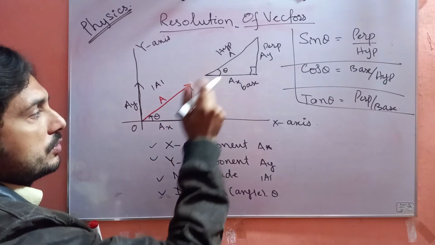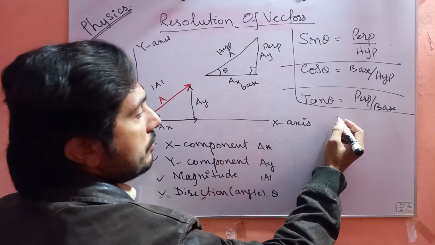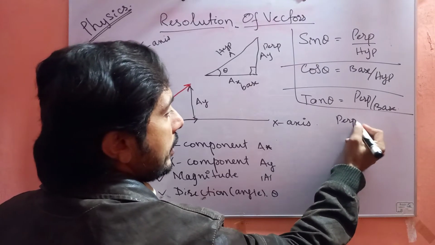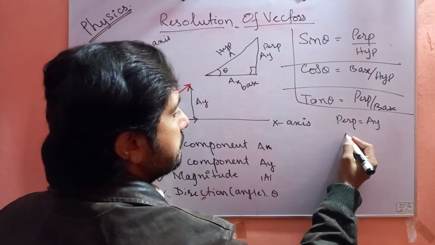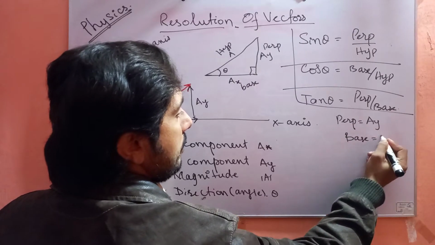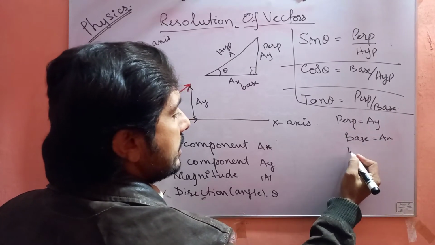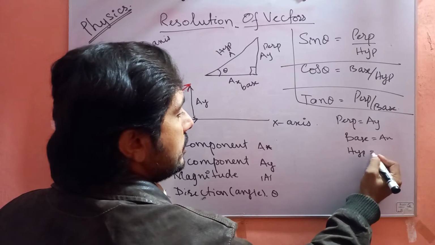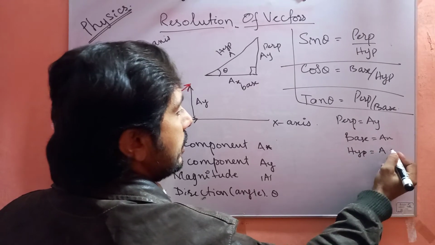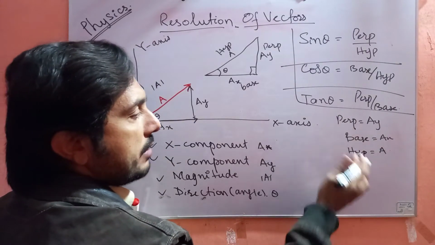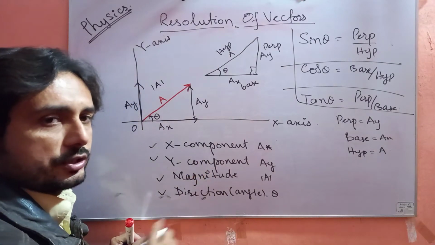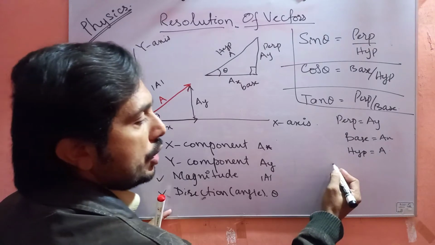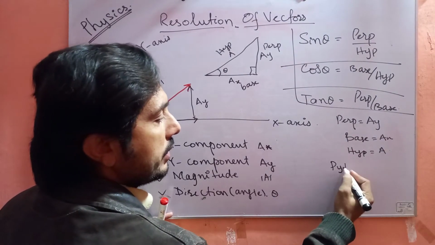Okay, so from this picture we got the values: perpendicular is ay, base is ax, and hypotenuse is A. Okay, and by keeping these three sides, one more theorem that I told you in the trigonometry was the Pythagoras theorem. So you should also just recall that as well.